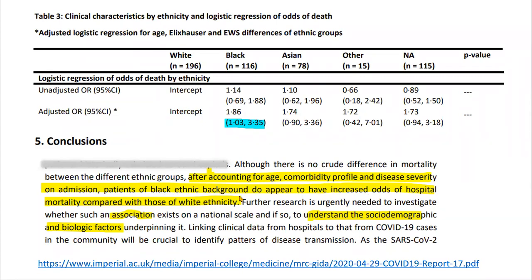But do you stop there? No, because then you say further research is needed to investigate whether such an association, notice the word association, didn't say cause, because it understands that what you're finding here is not cause and effect, right? So you have to be very careful about that. This is not under experimental conditions where you can actually isolate the effects that you're looking for. So it's an association that you found. Okay, that's pretty much it.